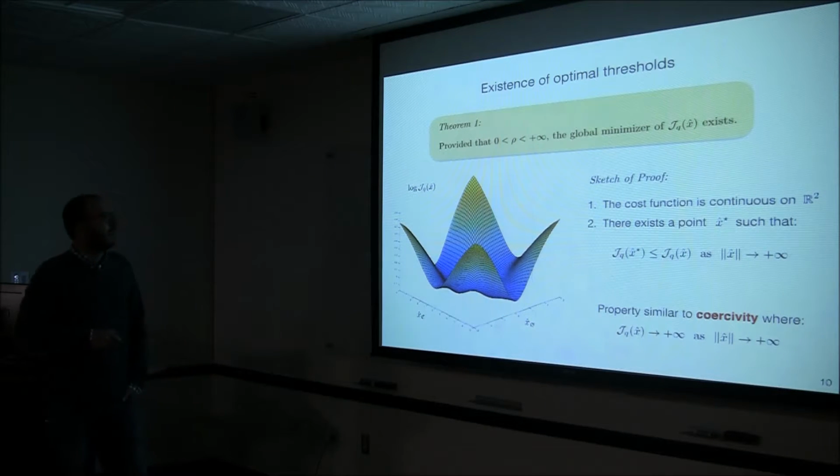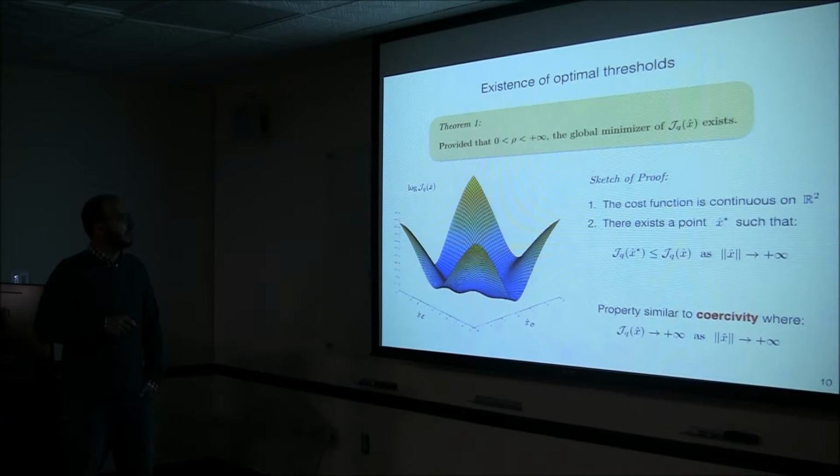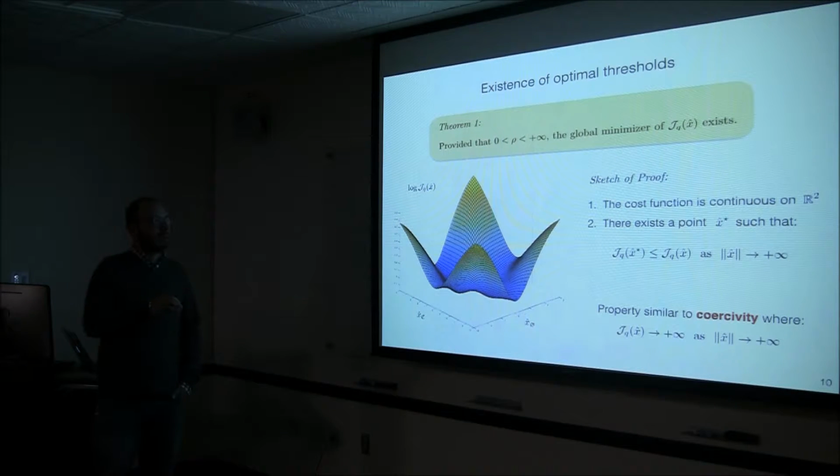So, the first result is an existence result that shows that if the communication cost is positive but finite, the global minimizer of JQ exists. The reason why we worried about this is because if you're using any numerical method to optimize a cost function, and this is a non-convex cost function, if we don't guarantee that the minimizer exists, then the numerical method may not converge, right? So this guarantees that the optimal thresholds are finite, and I may search for them using a numerical method.